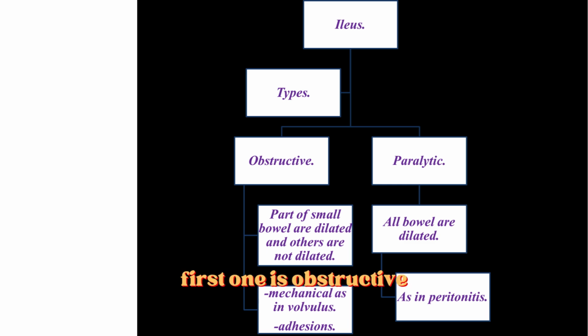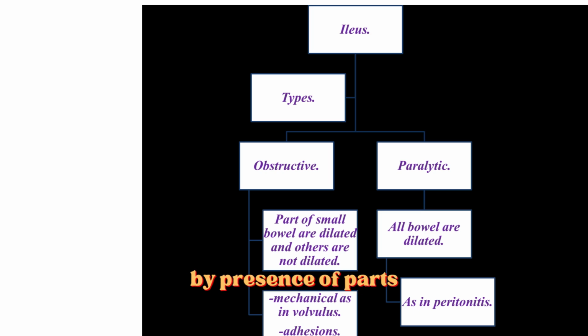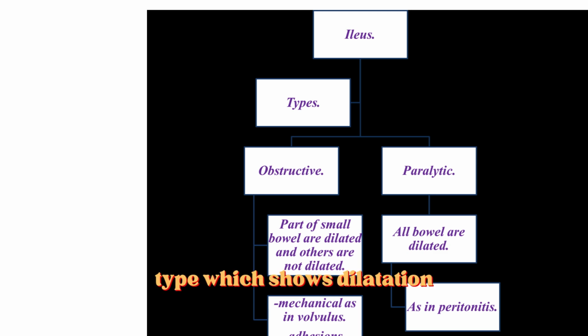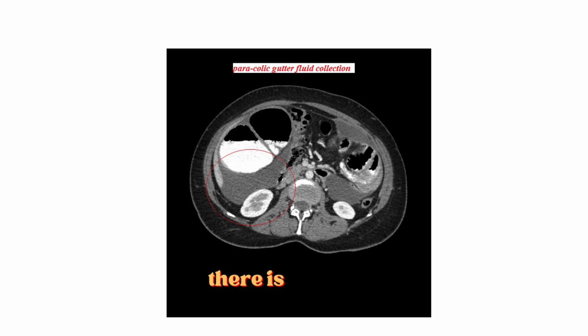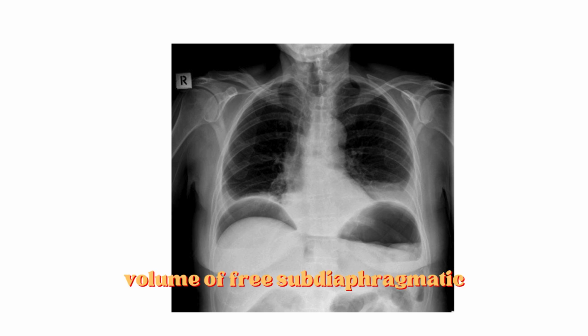The first one is obstructive, which could be diagnosed by presence of parts of bowel dilated and the other parts are not dilated, as in volvulus, while the second one is paralytic type, which shows dilatation of all bowels, as in peritonitis. On CT there is evidence of an encapsulated fluid causing subacute bowel obstruction. The transition is seen at proximal ileal level. No abrupt transition seen. There is a large volume of free subdiaphragmatic gas with air fluid levels under both hemidiaphragms.